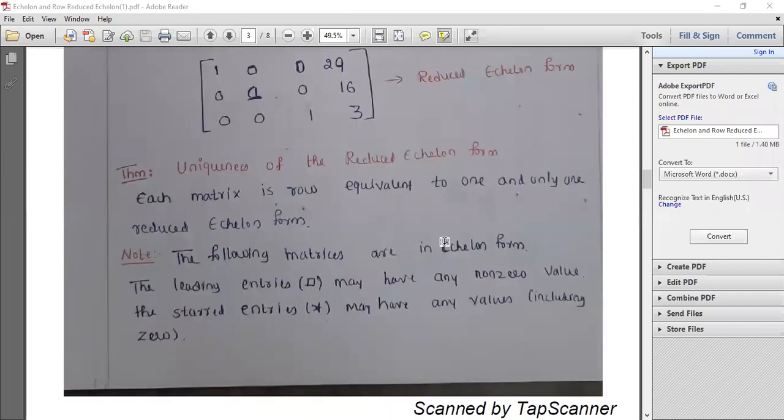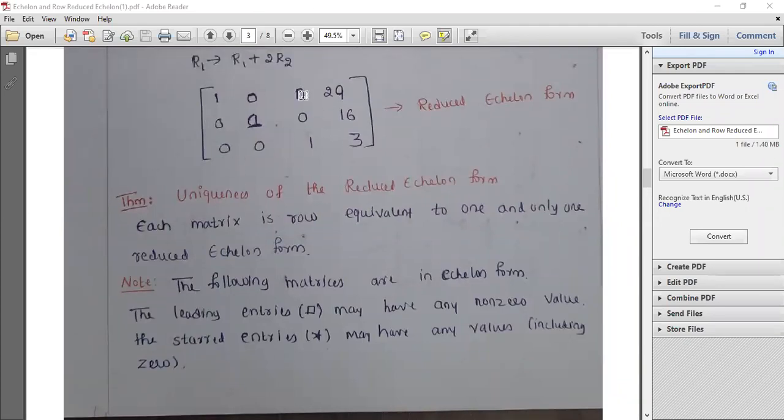Whatever the operations they may do, finally whatever reduced echelon form they are getting has to be the same. That implies each matrix is row equivalent to one and only one reduced echelon form. After doing the row transformation, it is not that Hari is getting a different echelon form for the same matrix, and Ayush and Harika are getting different ones. No, everybody will get the same echelon form after the row transformation.